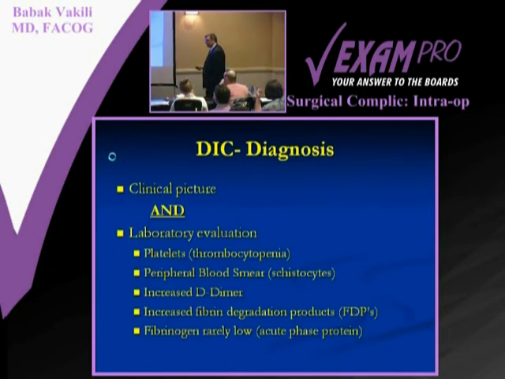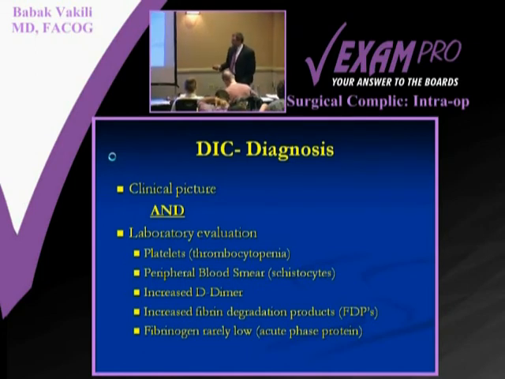DIC is really a clinical diagnosis. You do use laboratory values as well, but really it's more of a clinical diagnosis than anything else. You have the clinical picture of bleeding. At the same time, you have a thrombocytopenia, that's that consumptive coagulopathy. You can see schistocytes because of hemolysis. D-dimers are up because of the clotting.